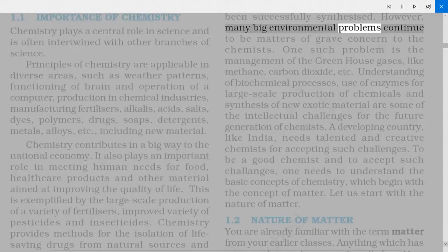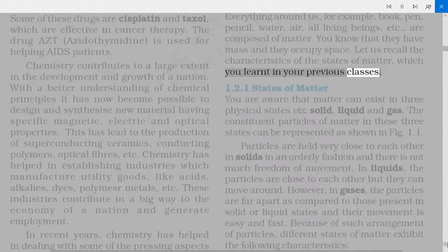1.2 Nature of matter. You are already familiar with the term matter from your earlier classes. Anything which has mass and occupies space is called matter. Everything around us, for example, book, pen, pencil, water, air, all living beings, etc., are composed of matter. You know that they have mass and they occupy space. Let us recall the characteristics of the states of matter, which you learned in your previous classes.